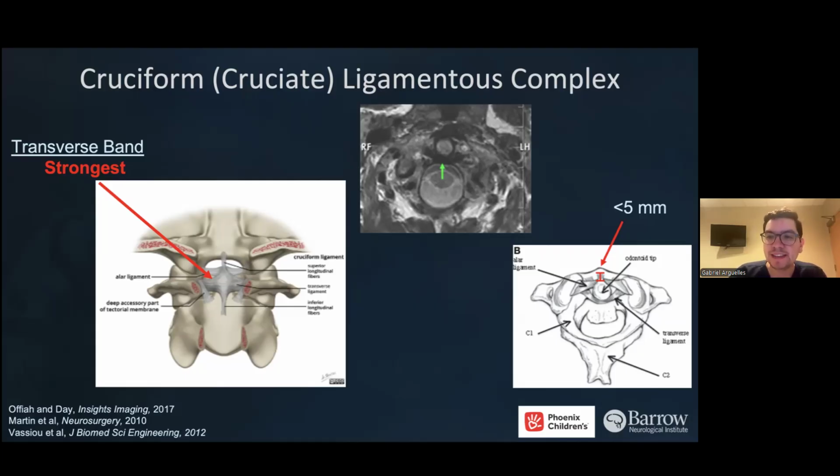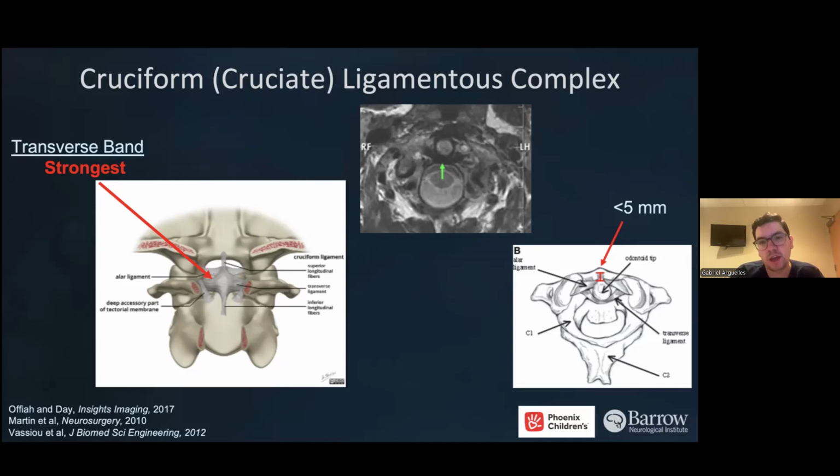So it keeps the dens in very close relationship with the anterior arch of C1. And on the right-hand view, you can see the atlantodental interval, or the interval between the posterior aspect of the anterior arch of C1 and the anterior aspect of the dens, is an important radiographic parameter when looking at whether or not the transverse ligament is ruptured.